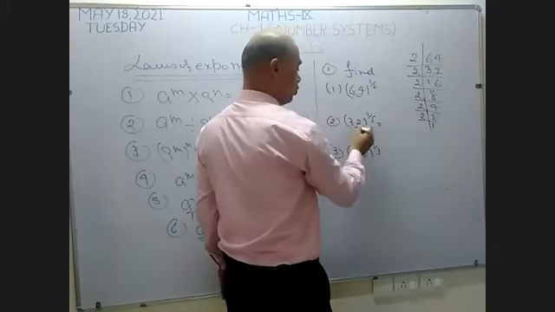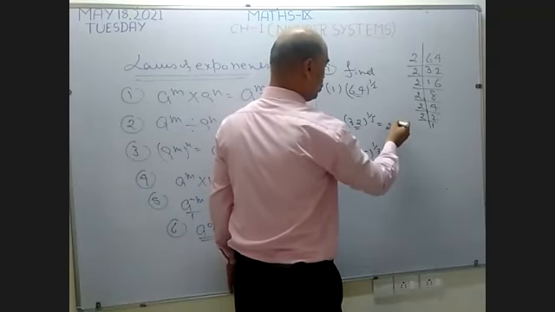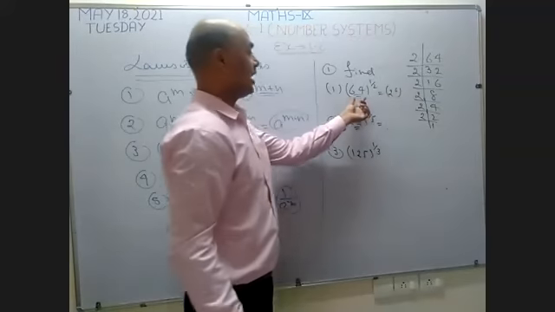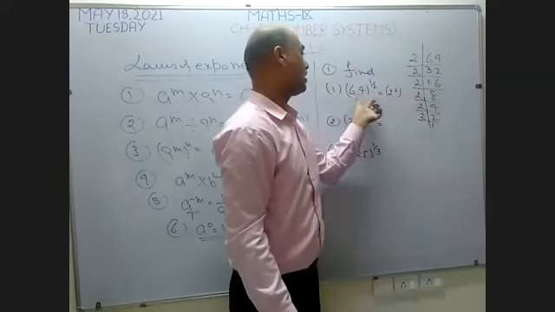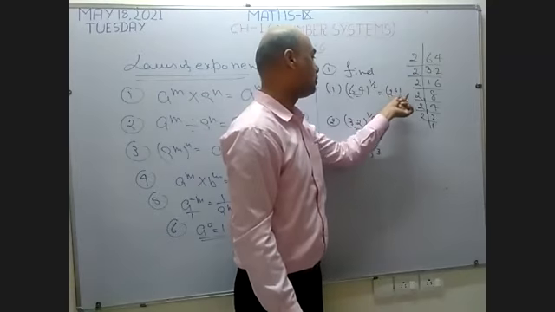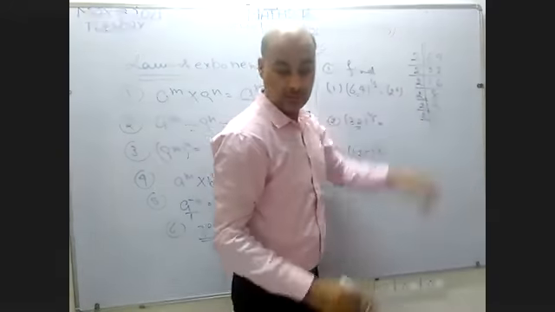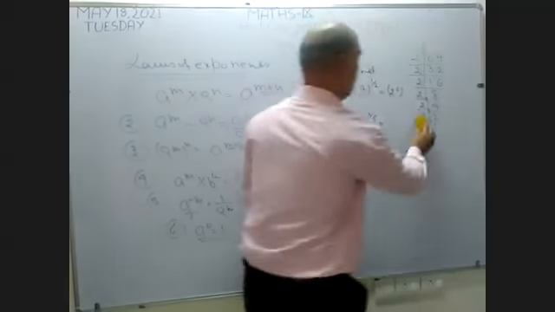This 64 can be written as 2 raised to power 6. When I make the factor of 64, 2 comes 6 times. So this 64 can be written as 2 raised to power 6. Clear?